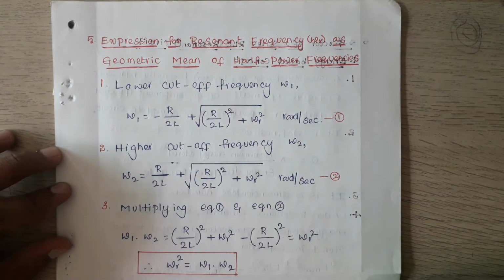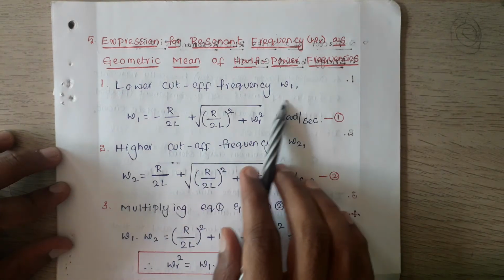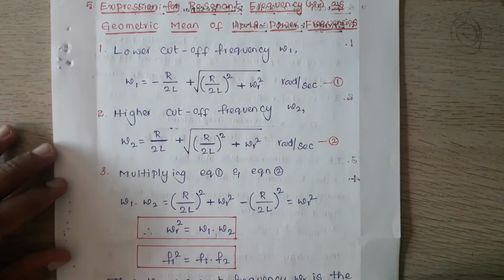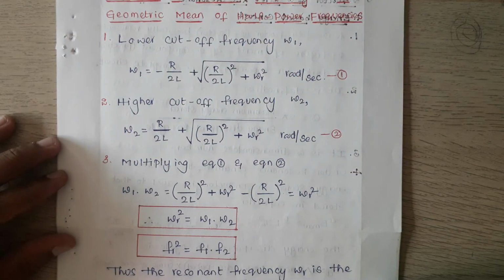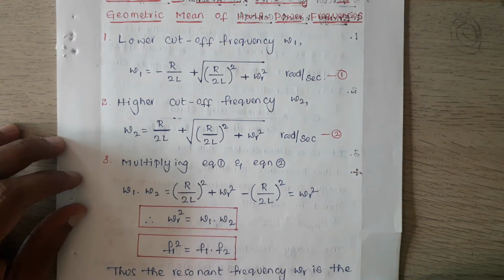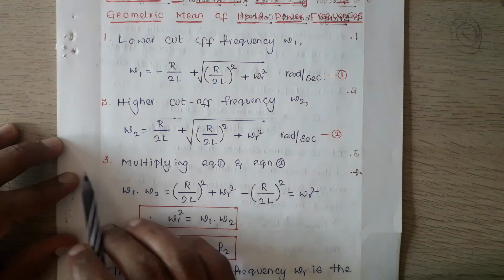From the previous topic, the expression for the lower cutoff frequency omega 1 is minus R by 2L plus root over (R by 2L) whole square plus omega r square radians per second. Take this as equation 1. And similarly, the expression for the higher cutoff frequency omega 2 is equal to R by 2L plus root over (R by 2L) whole square plus omega r square radians per second. Take this as equation 2.